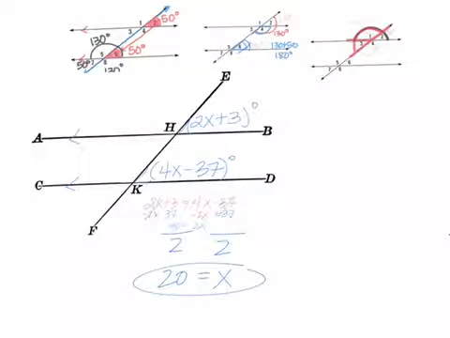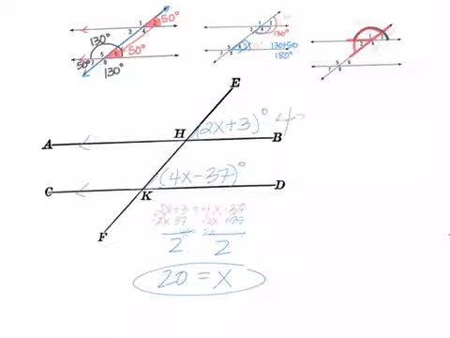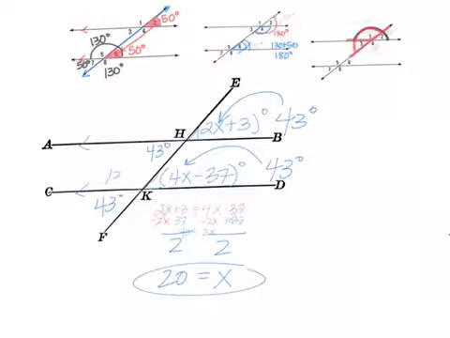So for example, on the top one, if I put 20 in for x, 2 times 20 is 40, and 40 plus 3 would be 43. So the measure of this angle would be 43 degrees. And if I were to put 20 into the second expression, 4 times 20 is 80, and 80 minus 37 is also 43 degrees. Now from that point, if they asked me to find any other angle measures, I could use vertical angles, so I know those are always the same, and I could use that straight angle pair, so subtracting from 180 to find that these are 137 degrees.